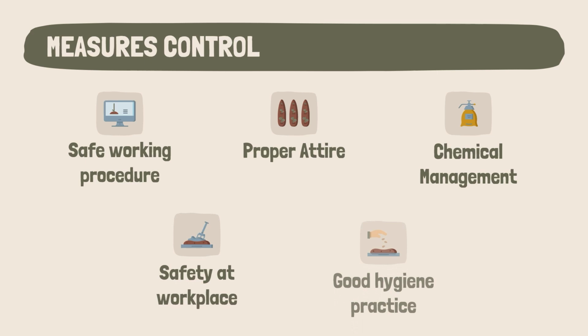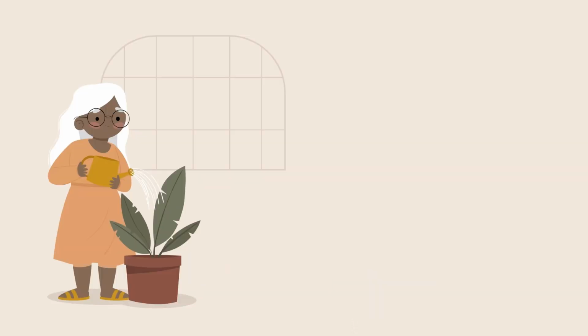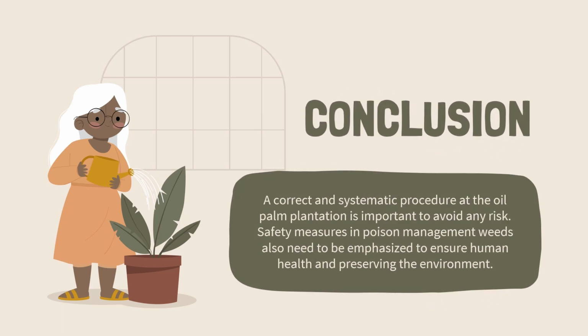These measure controls are important to reduce the likelihood of hazard occurrence as well as reducing the risk assessment to a low risk level. As the conclusion, a correct and systematic procedure at the oil palm plantation is important to avoid any risk. Safety measures in poison management also need to be emphasized to ensure human health and preserve the environment.